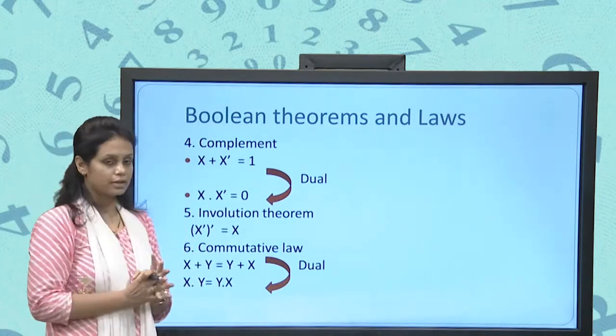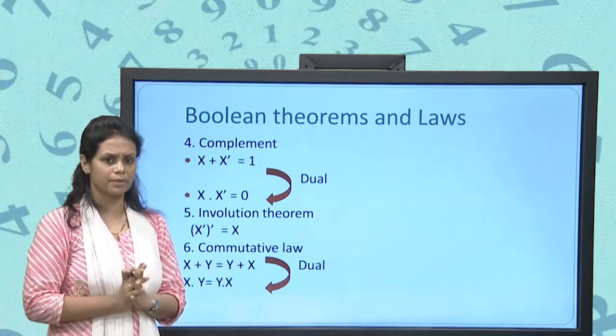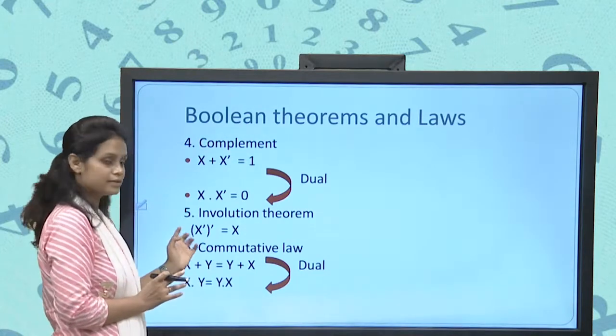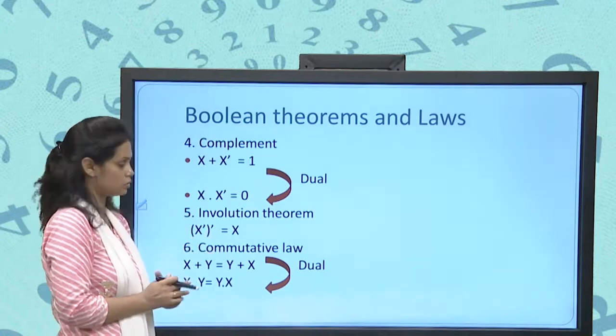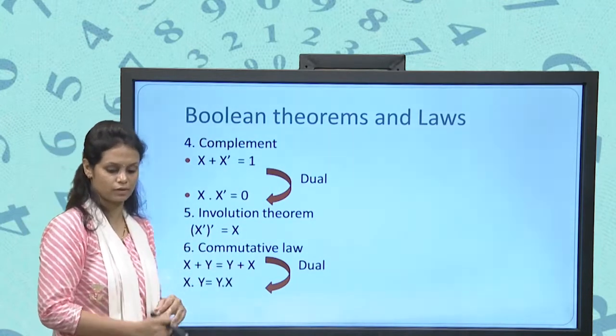Next is the involution theorem. We have seen in set theory A complement complement. Likewise, here we will see x dash dash. So, the output is x, obviously.